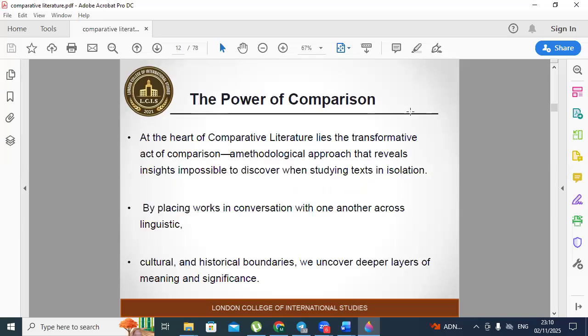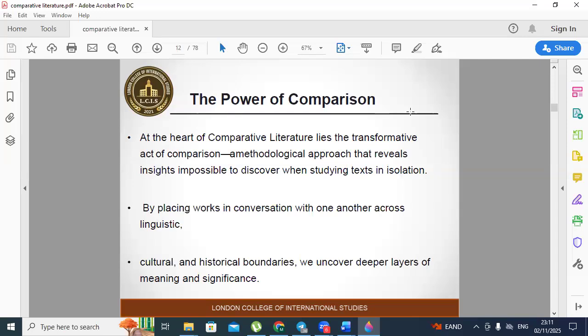The power of comparison. At the heart of comparative literature lies the transformative act of comparison, a methodological approach that reveals insights impossible to discover when studying texts in isolation. By placing works in conversation with one another across linguistic, cultural, and historical boundaries, we uncover deeper layers of meaning and significance.